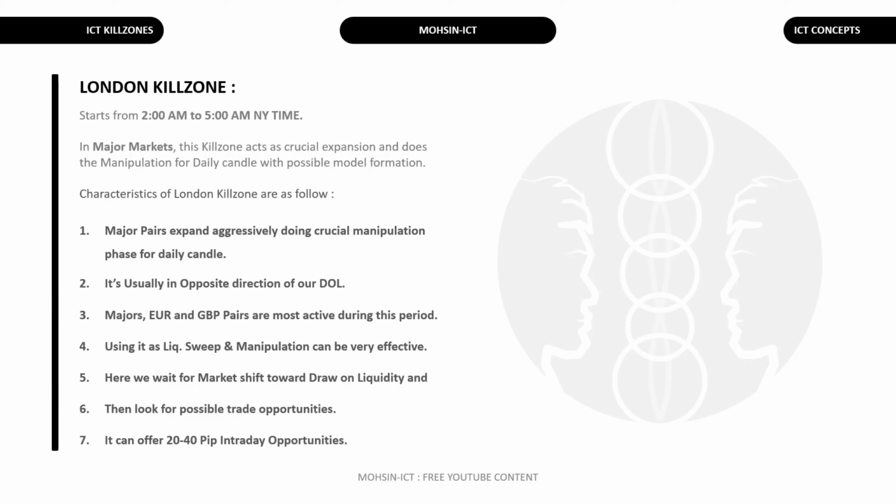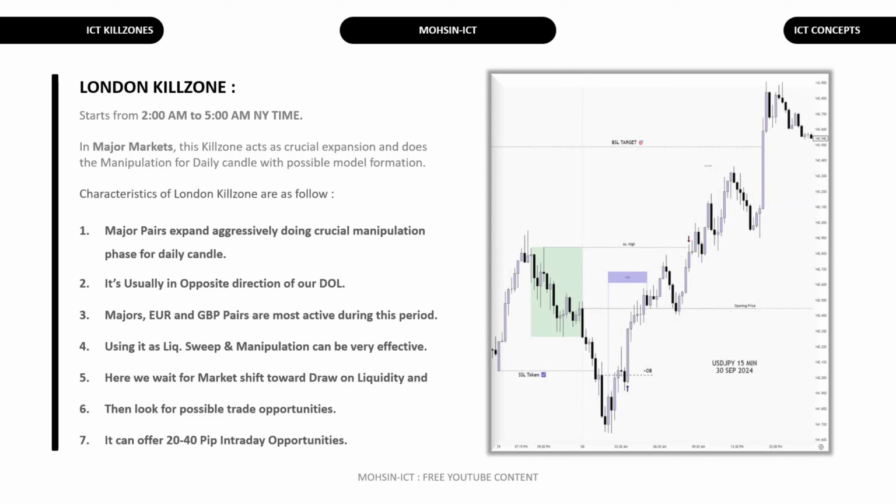Now if you look at the same chart, this is USD JPY 15-minute, you can see this is the Asian Killzone, and after we take the low of the Asian Killzone before the London Killzone, we reverse and create the low of the day right here. Another characteristic of the London Killzone is that it creates the low of a bullish day and the high of a bearish day.